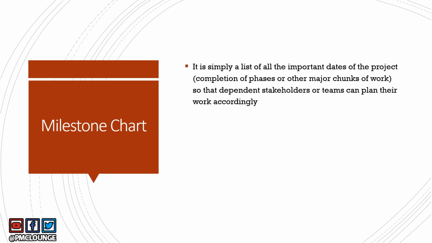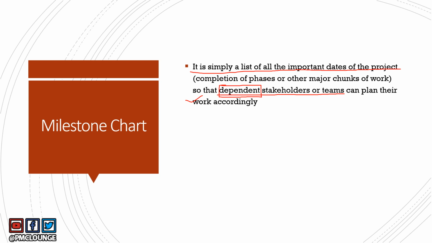Now, why is this important? You already have the project schedule. Why do you need the milestone chart? Well, this is why you need the milestone chart, so that the dependent stakeholders and other project teams can plan their work accordingly. If they have a dependency on you, they need to know your dates, right? And you can give them high level dates of your project, because high level dates is what milestone chart is all about. If you read the first line, it is simply a list of all the important dates of the project, right? So that is all the dependent stakeholders or dependent teams need.